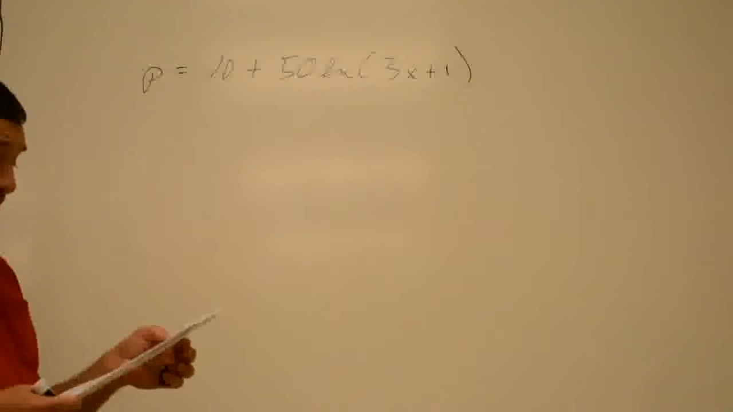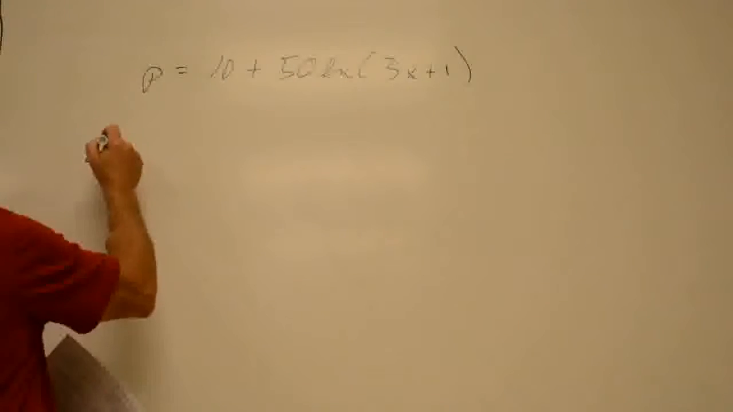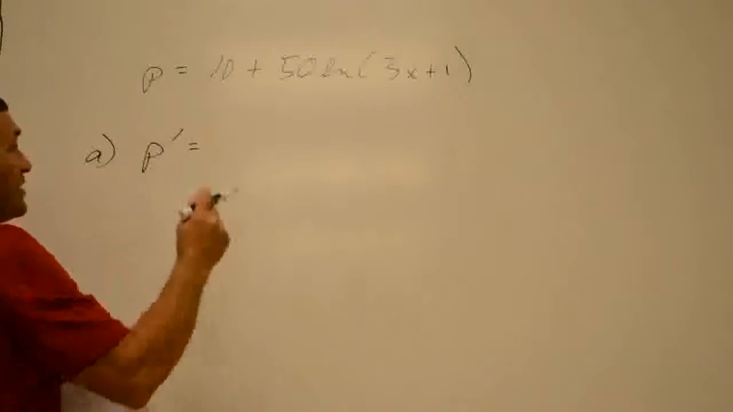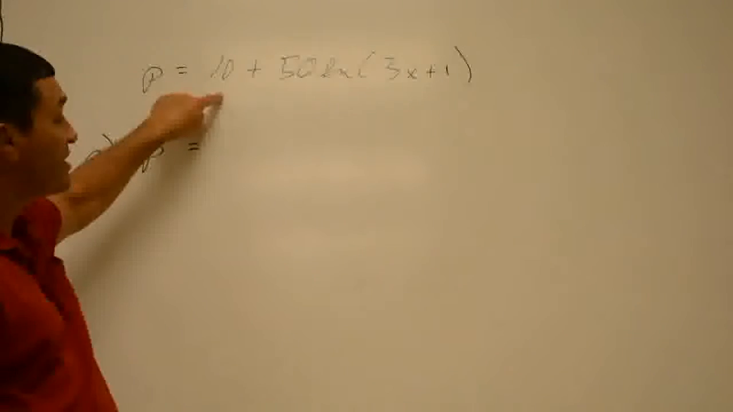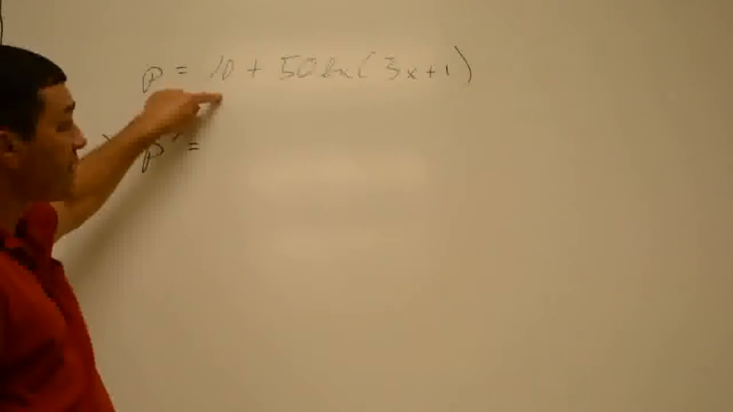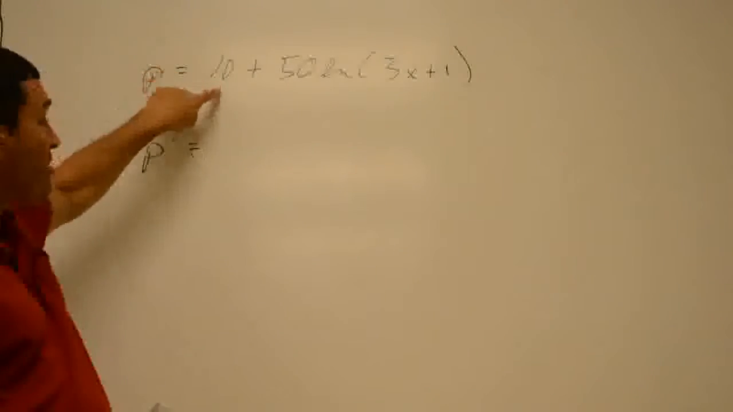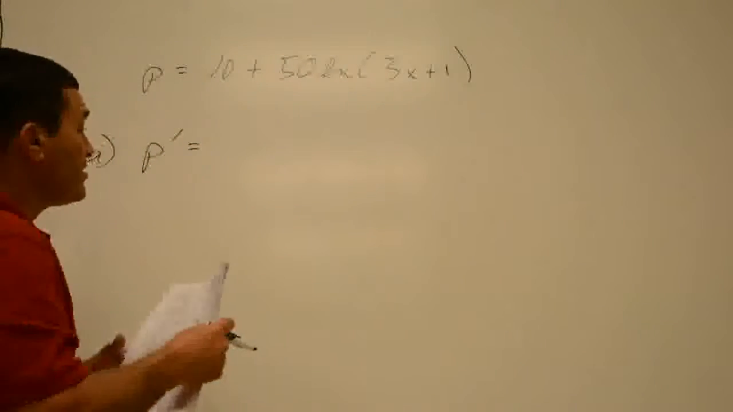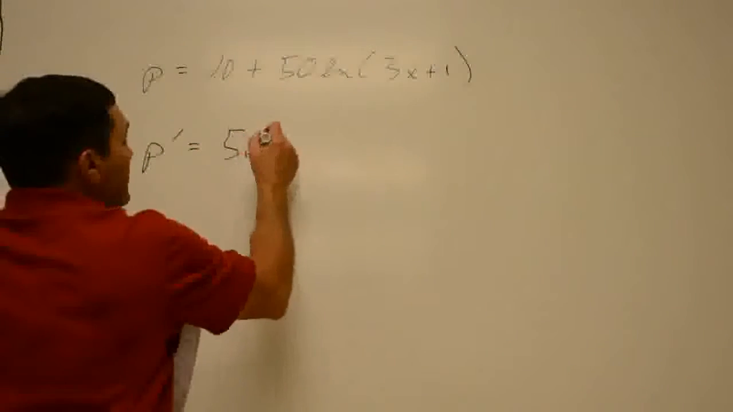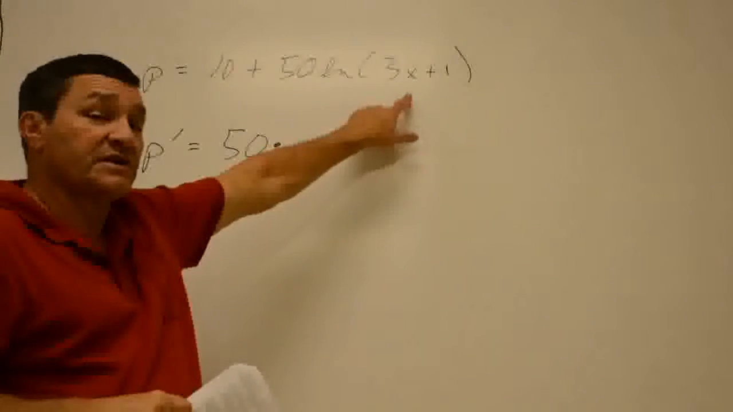Part A, find the rate of change of the supply price. Well, the rate of change is just the derivative, so P prime. You're going to take the derivative of this using our rules for derivatives that we practiced in class on Thursday. The derivative of a constant is 0, so you just leave that blank. If you have 50 times a function, then the derivative of a constant times a function is just the constant 50.